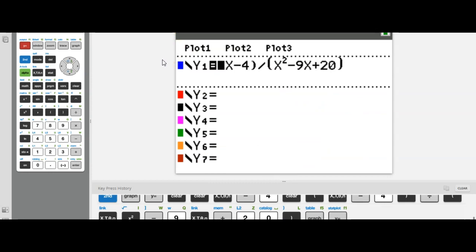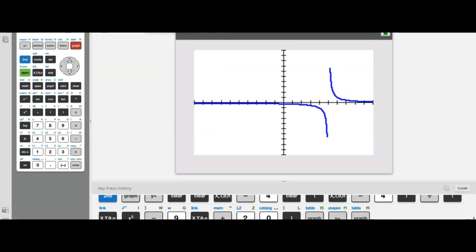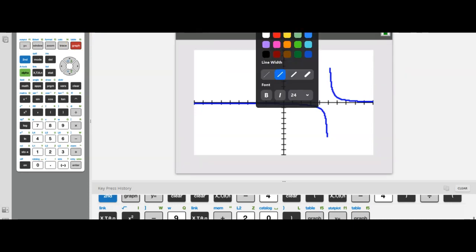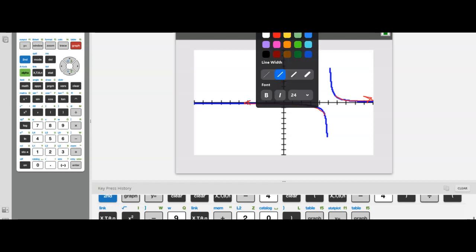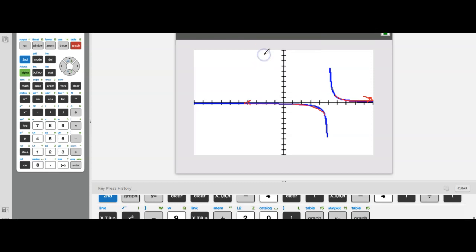Okay, so I've entered this function into our TI-84, and I'm going to hit the graph button. And we can see right away that as I move in the positive x direction, we are approaching y equals 0. And as I move in the negative x direction, we're also approaching y equals 0. So there is this horizontal asymptote at y equals 0. So HA for horizontal asymptote at y equals 0.